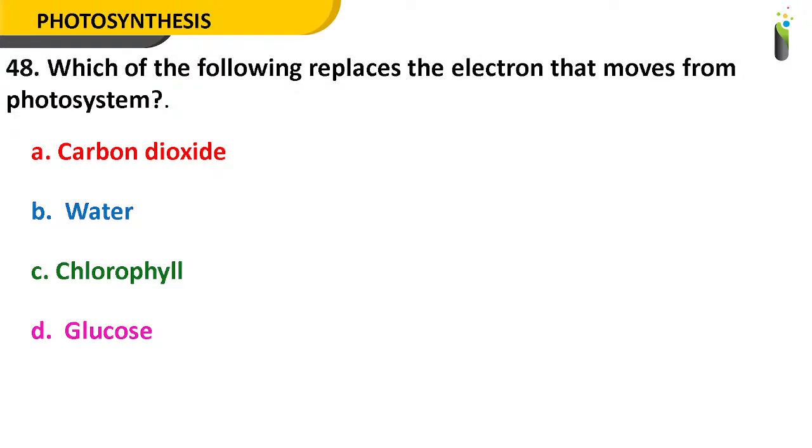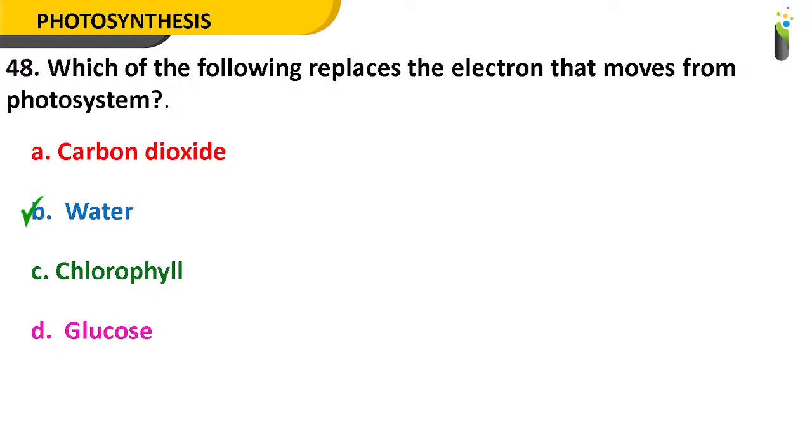And the correct answer for this question is B, water. Once again, let me remind you, it is photolysis of water, right? So, when H2O is broken down to H plus and OH minus, H plus is accepted by NADP and it gets reduced to NADPH plus H plus, and OH minus releases electrons which are accepted by the second photosystem. And after the release of 4 electrons, what remains is OH, which gets converted into 2H2O and O2.